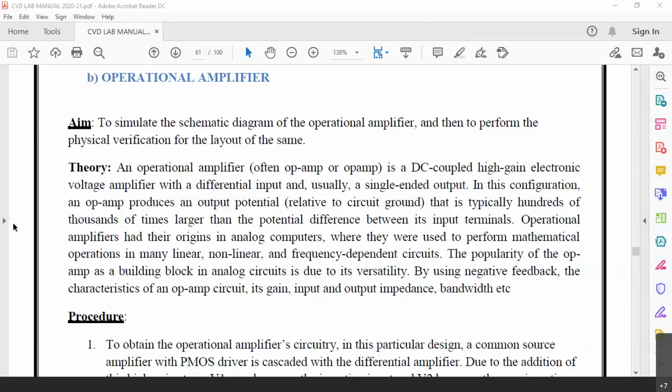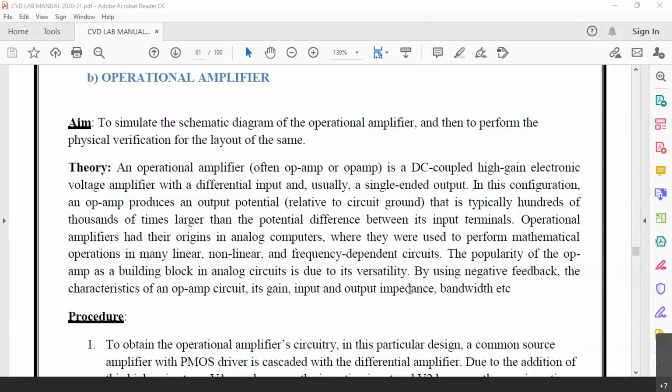They were all analog computers, and even the op-amp was used in the analog computers. Of course, now as everything is digital, there is no use of op-amp for computation now. We are using it only as an amplifier now. The popularity of the op-amp as a building block in analog circuits is due to its versatility. It can be used in open loop as a comparator, and in closed loop with so many other mathematical applications.